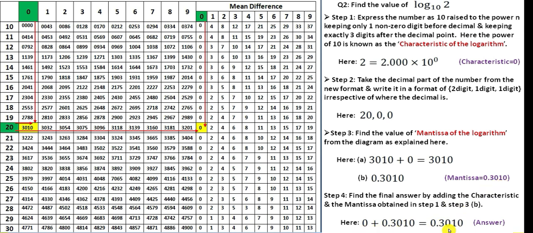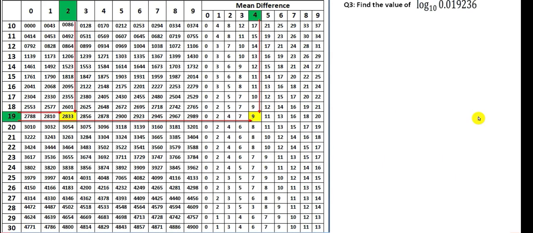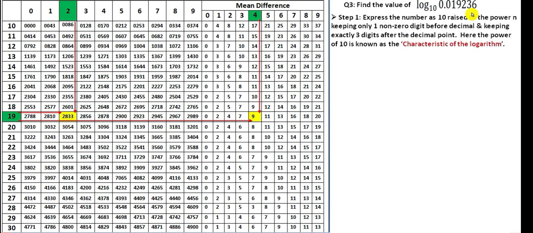Okay, so let us take another example. This is the next question, which is log base 10 of 0.019236. In this case, the steps are exactly the same. So here this is the number, and while writing, you will see that if you write all the digits here, then it will be 1.9236 into 10 to the power minus 2.